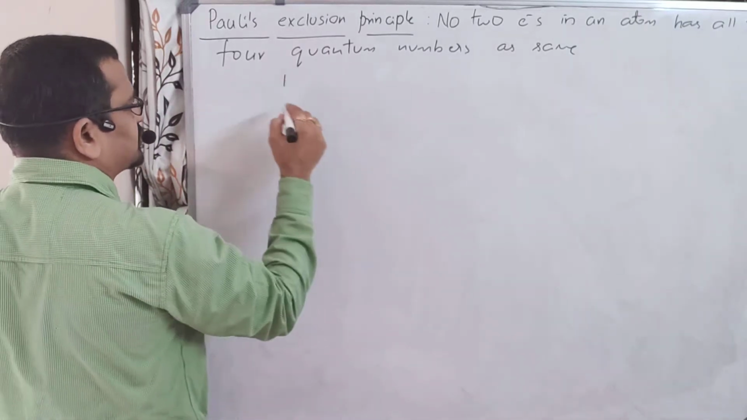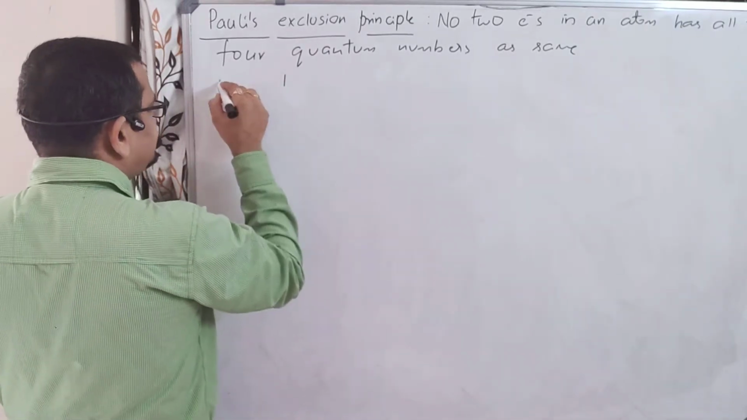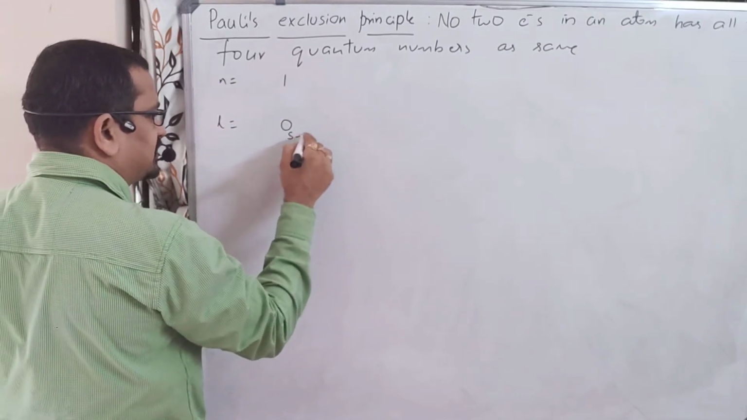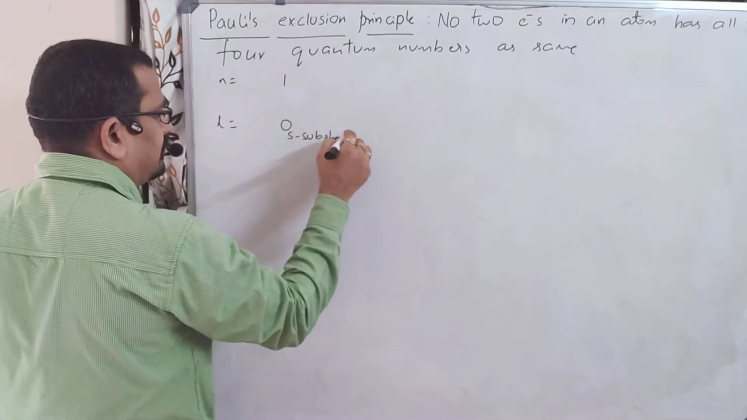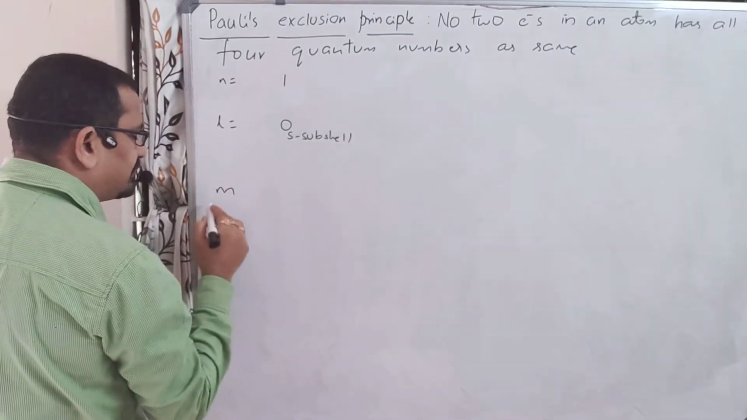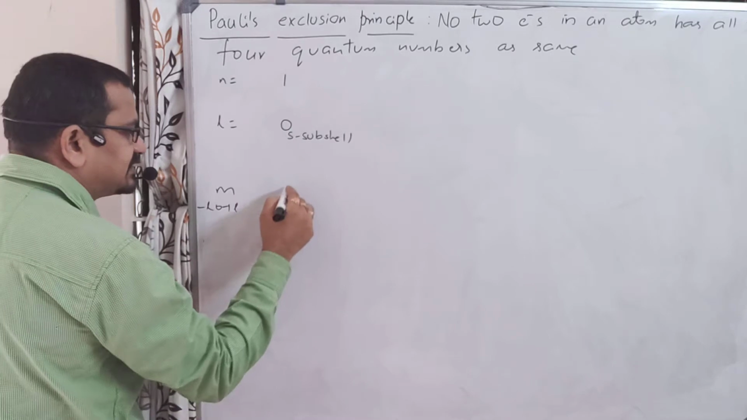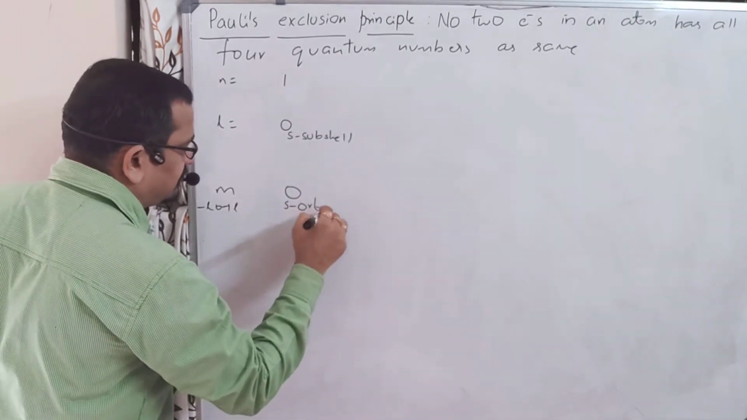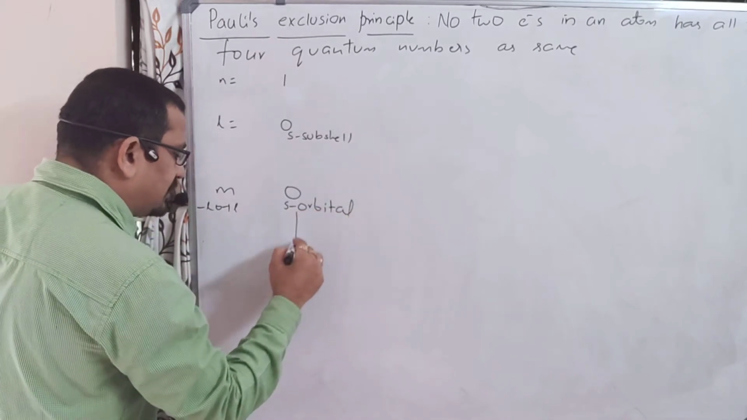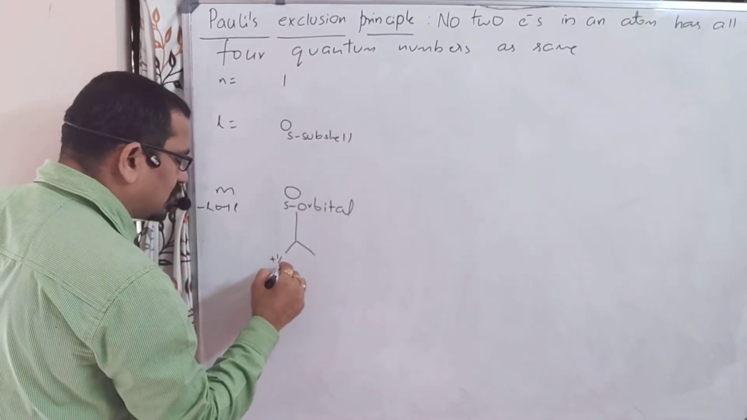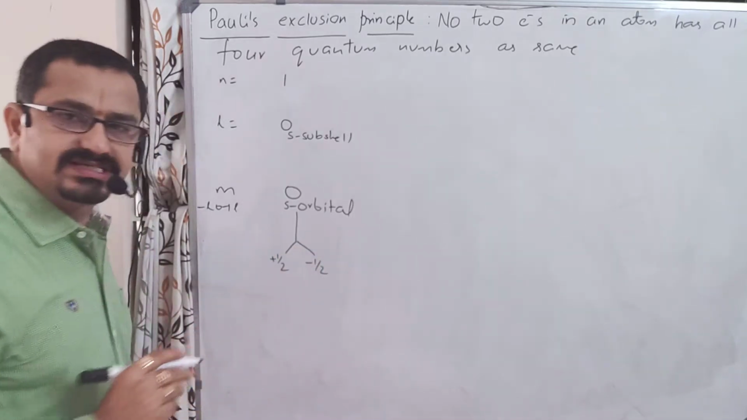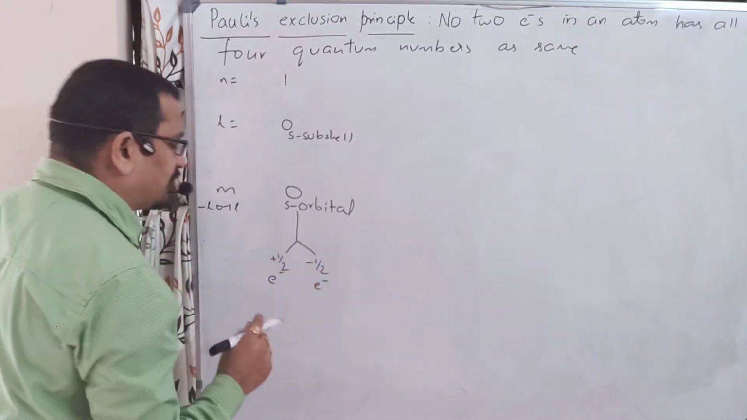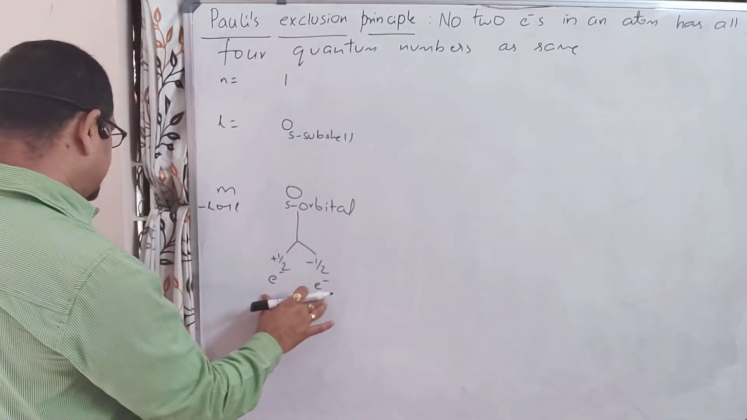Suppose you take the first shell, which has n equals 1, whose subshell is only one, that is the s subshell. The s subshell has only one orientation, minus l to plus l including 0, whose designation is the s orbital. And this orbital can be accommodated with a maximum of two electrons, one spinning clockwise, the other spinning anti-clockwise. Right? Now you compare these two electrons. This is one electron, this is another electron. So what are the quantum numbers of these two electrons?